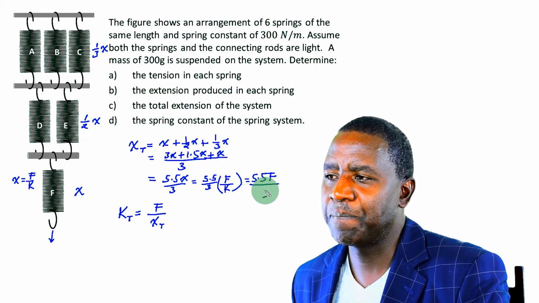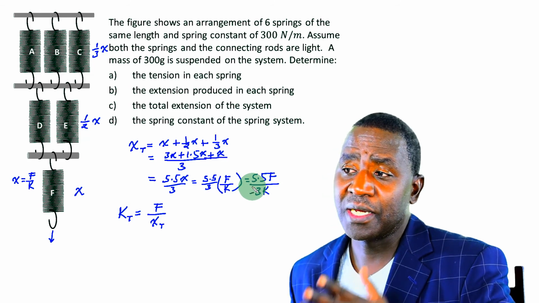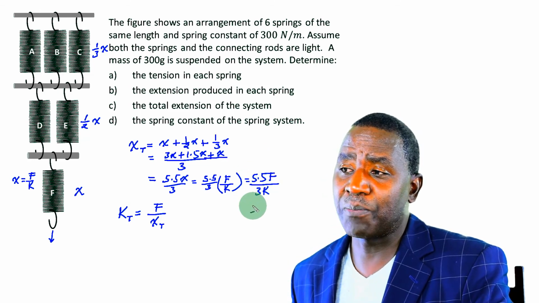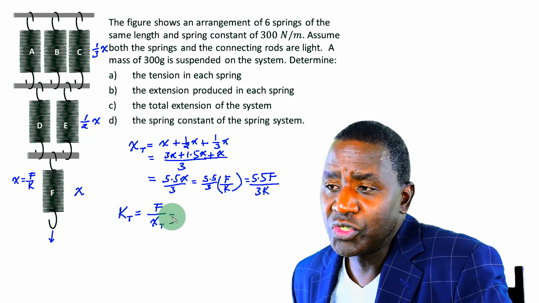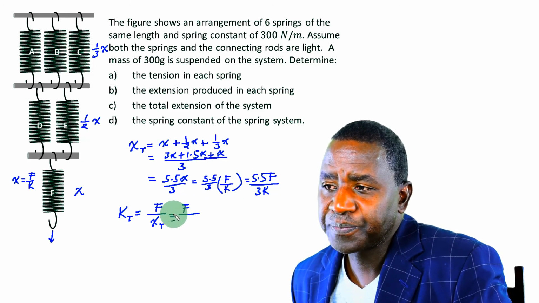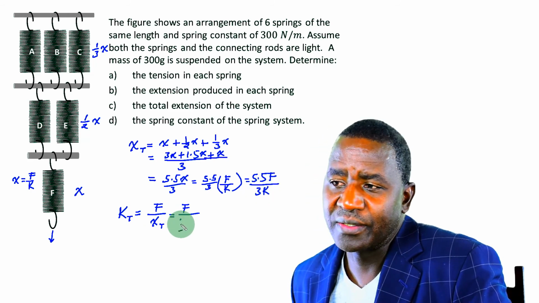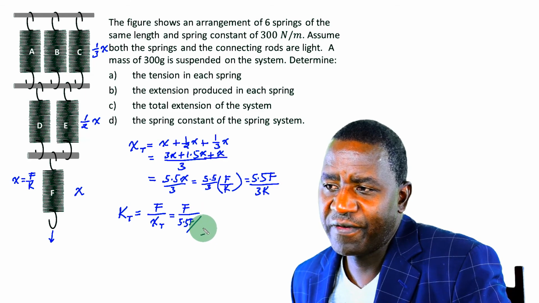And this is what gives us 5.5F over 3K. And if you trace back our solutions or our problems, you'll find that there is a point where you got a value like this one here. So all I need to do is come and put the value of F here. This F, this xt is this one here. 5.5F divided by 3K.